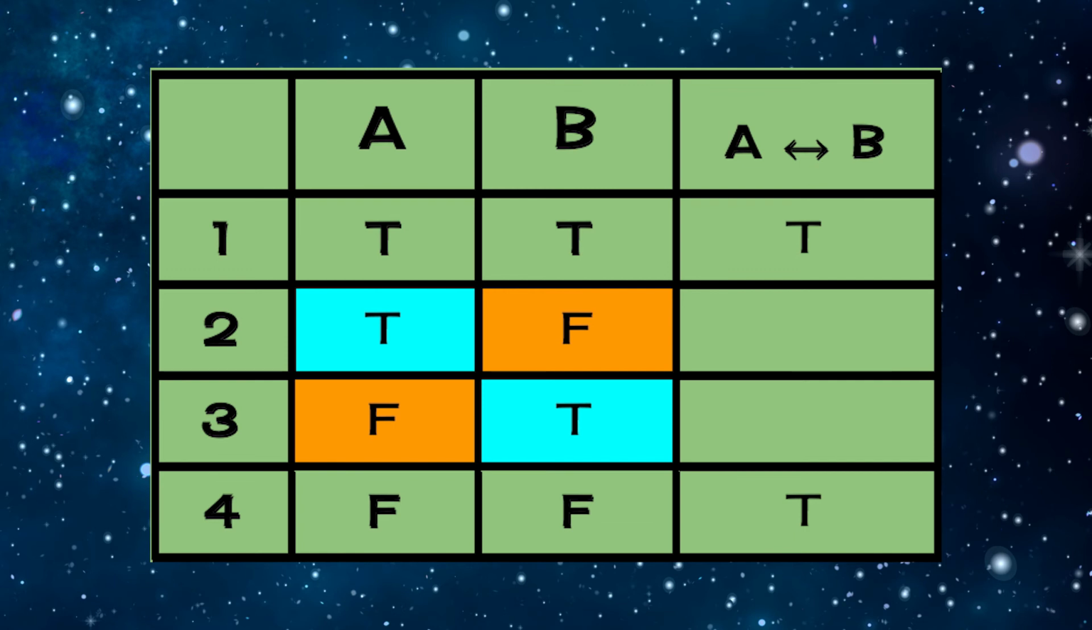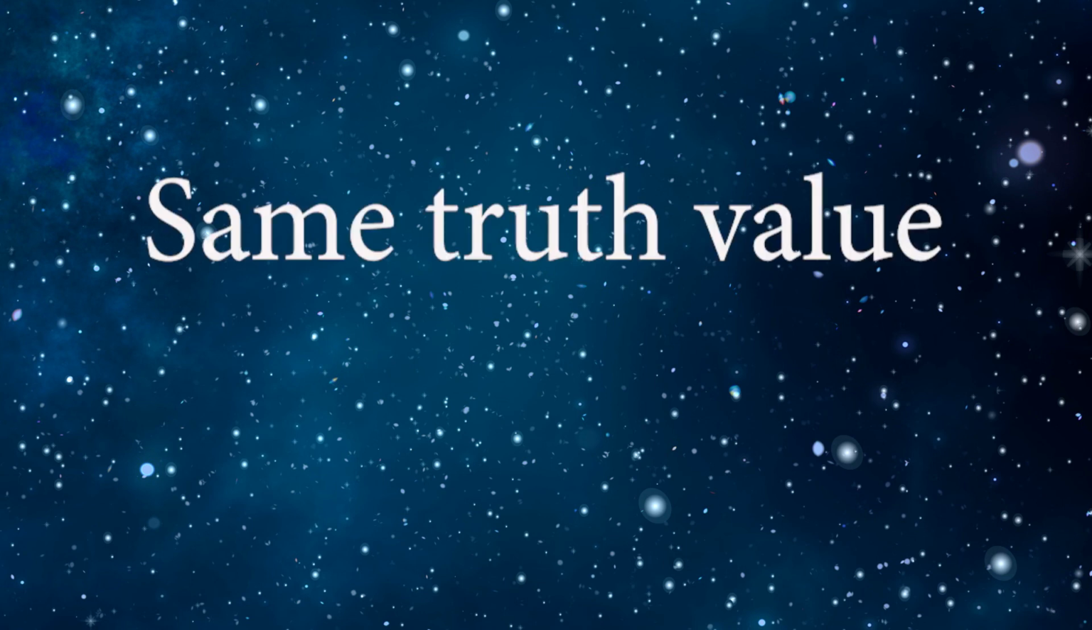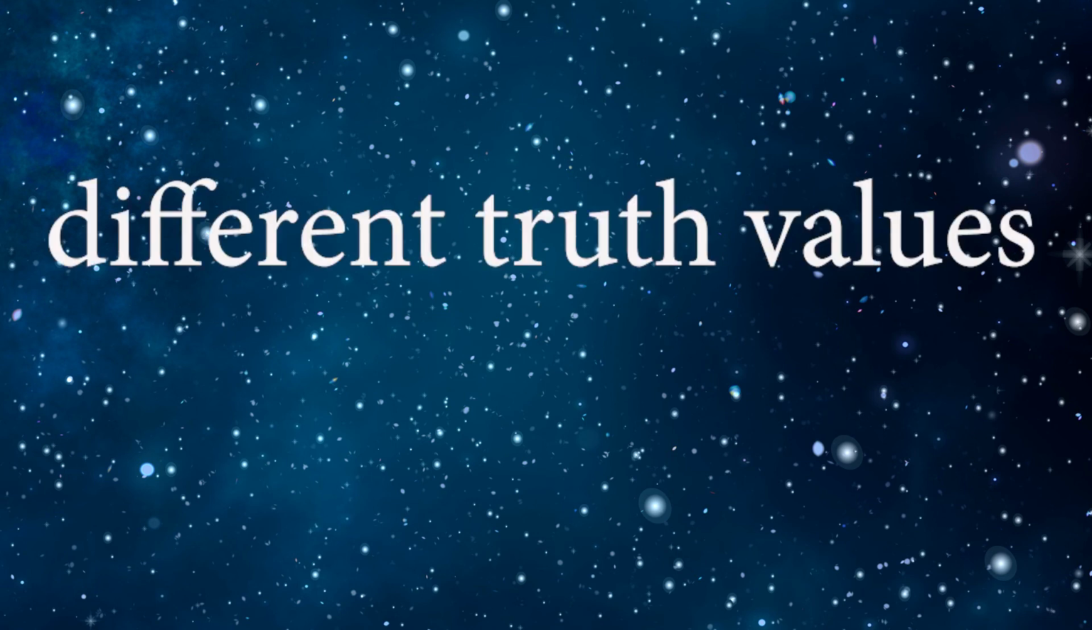In the other 2 rows, A and B are not equivalent. One is true while the other is false. So we are going to put false in our A only when B column for those 2 rows. And that is exactly how the biconditional works in tables. We want to look for rows in which they have the same truth value to put our trues, and rows where they have different truth values to put our false.